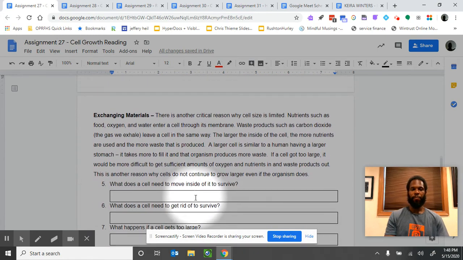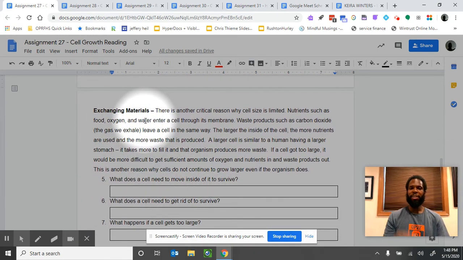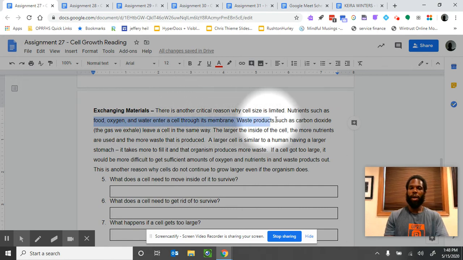Last page here. Exchanging materials. This means things going in and out of the cell. There is another critical reason why cell size is limited. Nutrients such as food, oxygen, and water enter a cell through its membrane. Waste products such as carbon dioxide, the gas we exhale, leave in the same way. Interesting. The larger the inside of the cell, the more nutrients are used, the more waste that is produced.